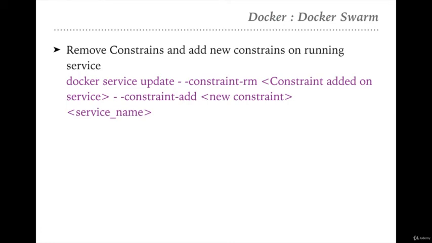Now suppose we have a requirement where we need to remove some constraint and add a new constraint there, right? For this you can execute the command docker service update --constraint-rm to remove the constraint. Then you define the constraint name, and then you need to define constraint-add and define the new constraint, and then define your service name.